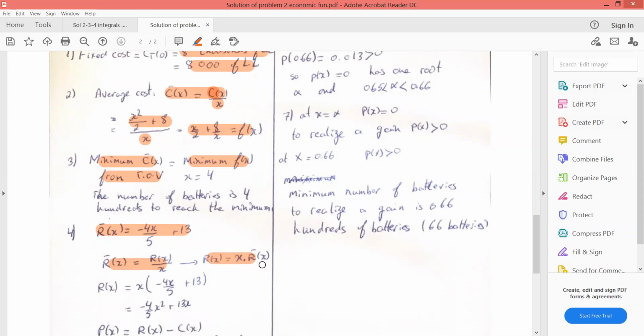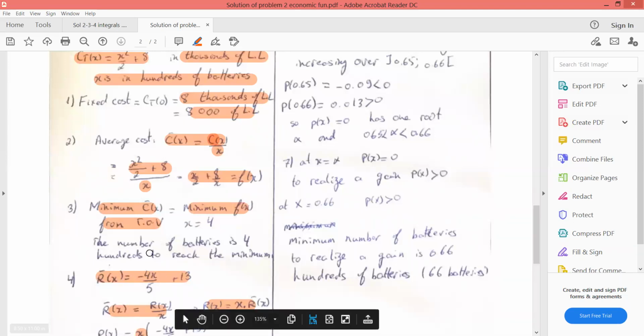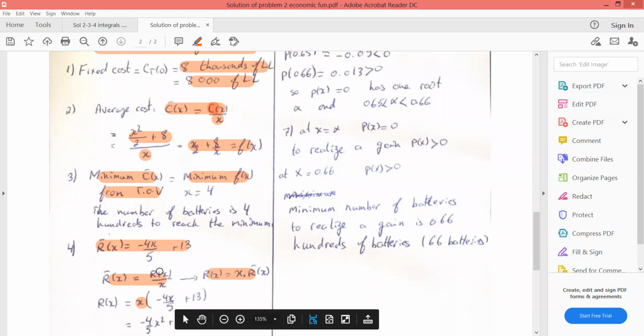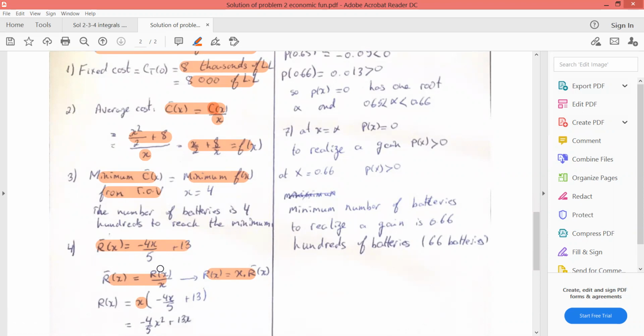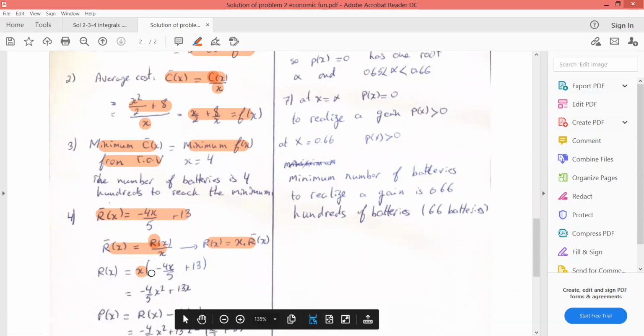Clear so far? Here they gave us the average revenue. Like the average cost is cost over x, the average revenue is R(x) over x. To find R(x), I cross multiply and get R(x) equals x times R bar of x. We leave x and put the given R bar of x. We expand and get minus 4 over 5 x squared plus 13x.